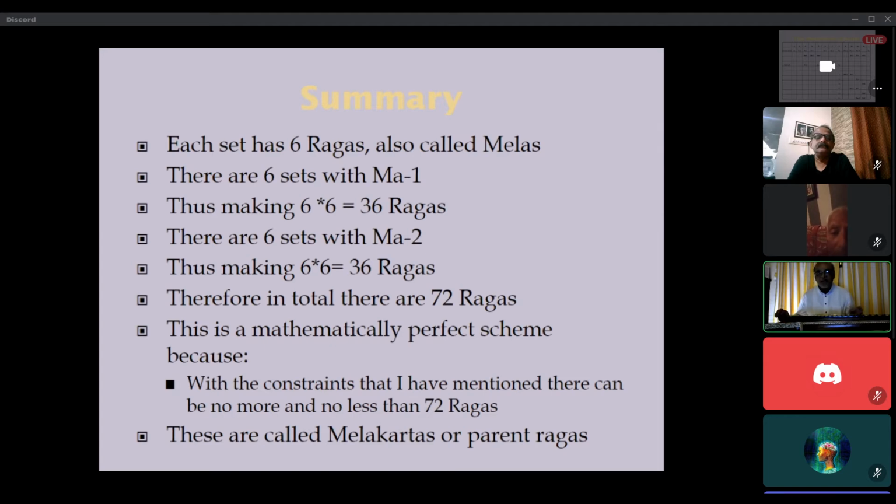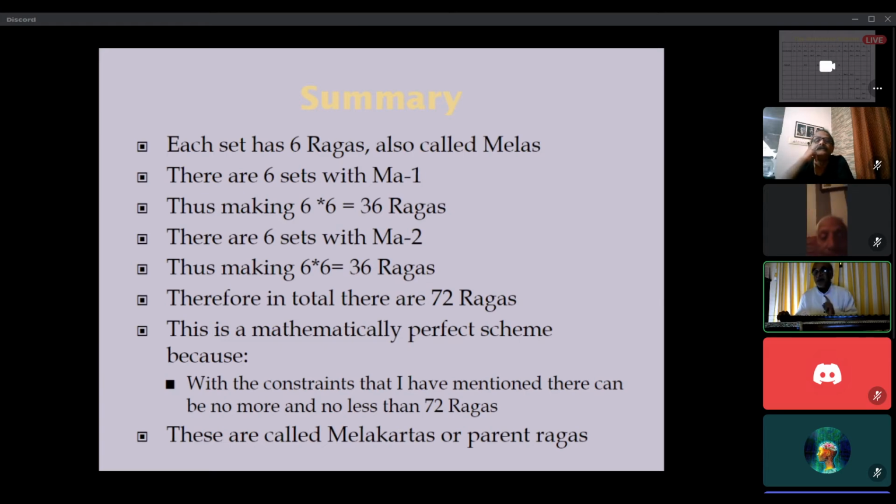Now exactly the same thing will happen when you change the ma to ma 2. Right? So you have six with ma 1, so you make 6 into 6, 36 ragas. There are six sets with ma 2, thus making 6 into 6, another 36 ragas. Therefore, in total, there are 72 ragas.